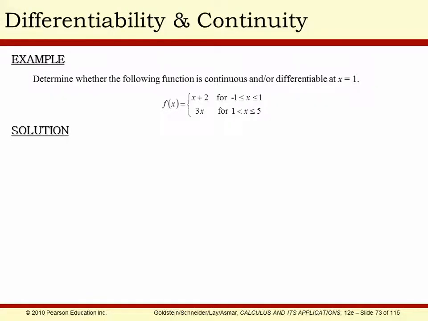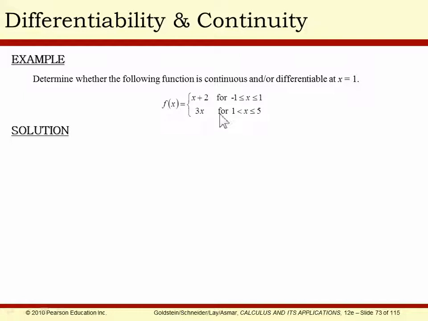Determine whether the following function is continuous or differentiable at x equals 1. First of all, this is a piecewise function. It's broken into 2 lines. What is the slope of the top line? Can someone tell me what the slope of the top line is? What is the slope of the bottom line? 3.